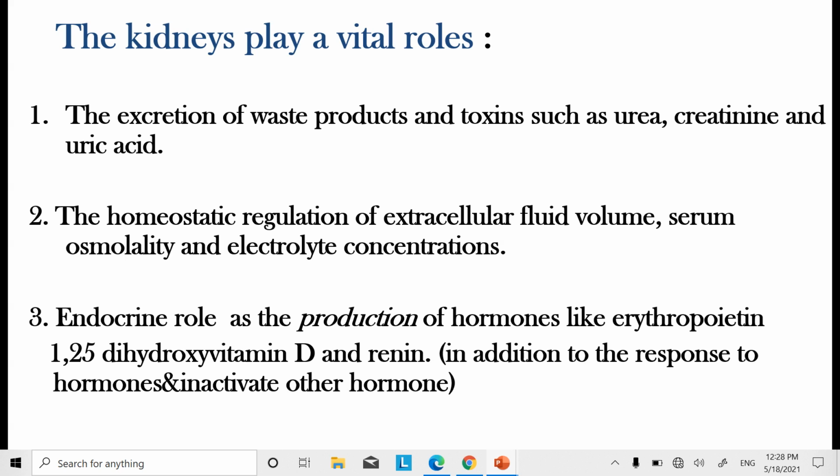The main function of the kidney is urine formation, fluid and electrolyte balance, the regulation of the acid and base balance, in addition to excretion of the waste product of protein metabolism as the urea and creatinine, the excretion of the drug and the toxin from the body, and in addition it has an endocrine role by the production of certain hormones, the response to another hormone, and the inactivation of a third category of hormone.